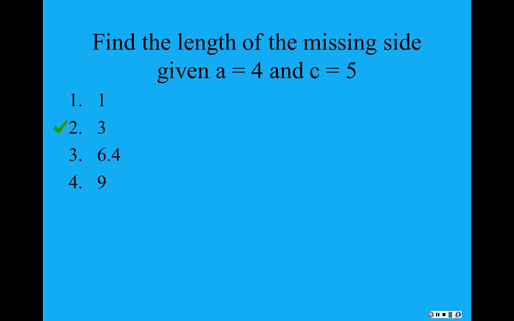So in my formula, I know that A is 4 squared. I don't know what B squared is. And C squared is 5 squared. I'm just going to substitute. So what's 4 squared? What's 5 squared? Now, to find b, I have to do the opposite to solve this equation. The opposite of adding 16 is to subtract 16. When I subtract 16, what do I get? 9. What's the square root of 9? So that's why it's 3.